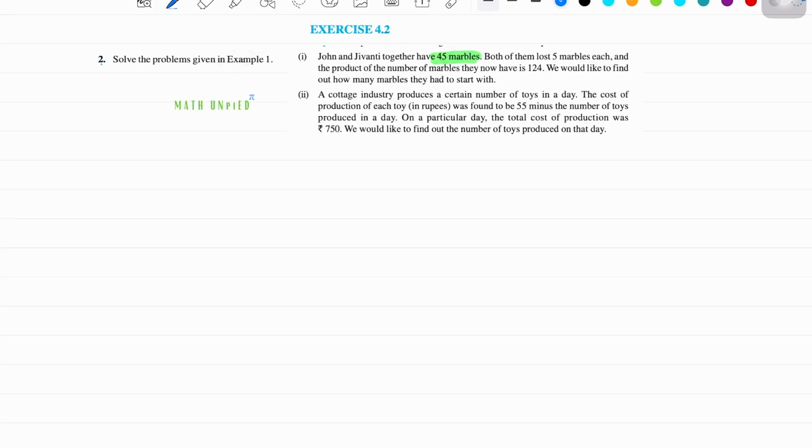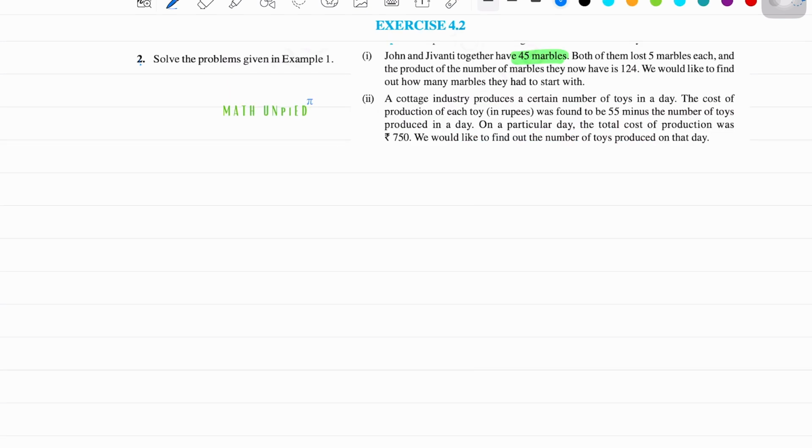Now let's move on to the second subdivision. A cottage industry produces a certain number of toys in a day. The cost of production of each toy in rupees was found to be 55 minus the number of toys produced in a day. On a particular day, the total cost of production was 750. So we would like to find the number of toys produced on that day. So we can start like this. On that particular day, let the number of toys produced equal x.